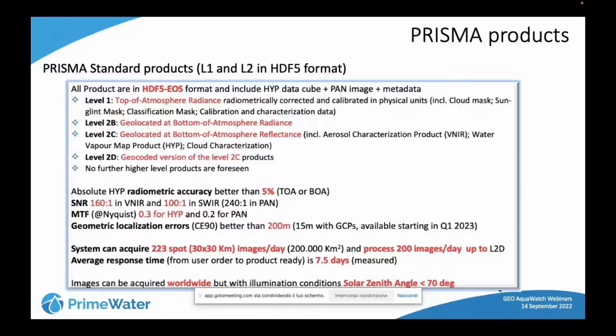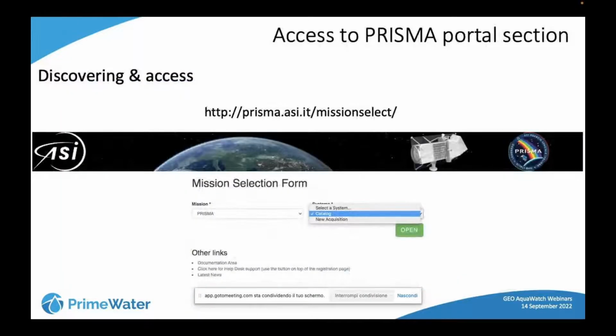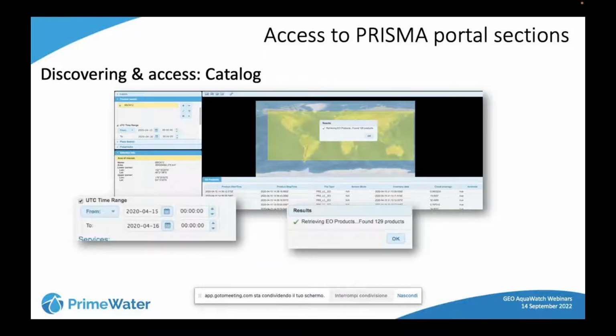As I said, the images can be acquired worldwide, but within an illumination condition of solar zenith angle of less than 70 degrees. So to discover and access Prisma data, you simply need to compile the license form and then log into the portal, in which you do have the possibility to search for imagery data which are already stored in the catalog. So here you can browse across the worldwide to see, with respect to your area of interest, which Prisma data are available.